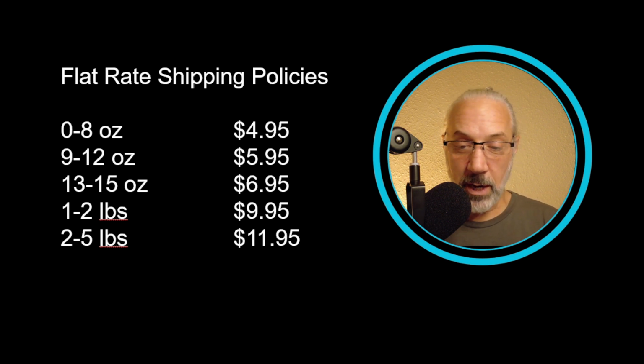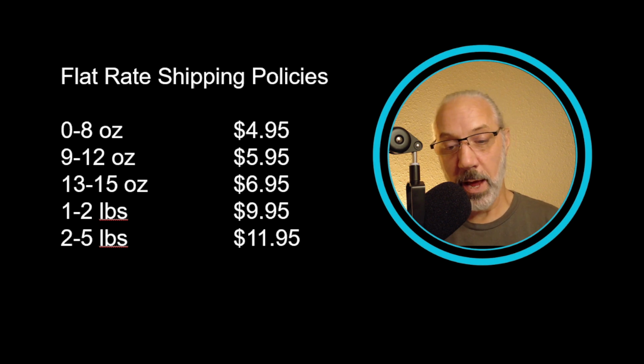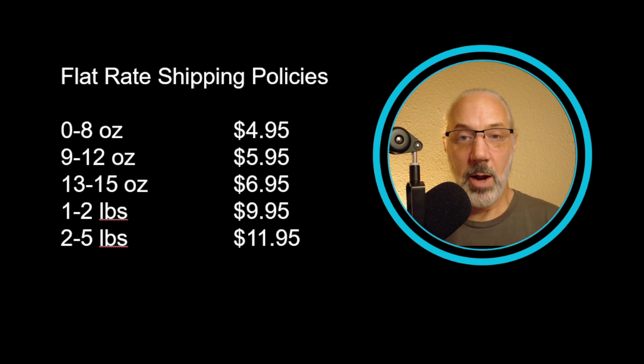So I selected $9.95. I could have probably created more buckets, like maybe 1 pound to 1 pound 8 ounces, and 1 pound 9 ounces to 2 pounds. But I decided to just keep the range bigger and make it simple, less choices, I guess, for me and the lister to choose from when they are creating the listing.